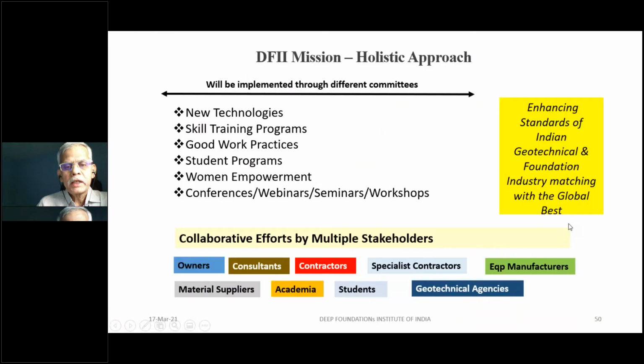DFI India's mission is to enhance the standards of the Indian geotechnical and foundation industry, matching the global best. Its focus areas are new technologies, skill programs, good work practices, student programs, women empowerment, conferences, webinars, seminars, and workshops. By following the DFI US philosophy, we identify different initiatives corresponding to the above focus areas in a stage-wise manner, set up committees comprising members from multiple stakeholders, and take the support of DFI and the DFI India office. These committees put consistent efforts into advancing the industry.